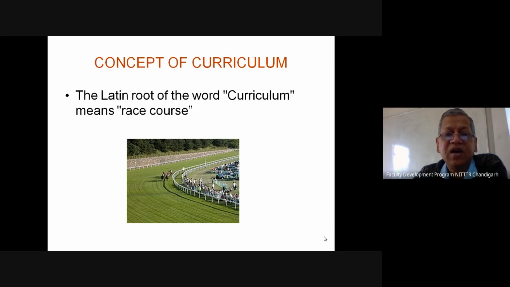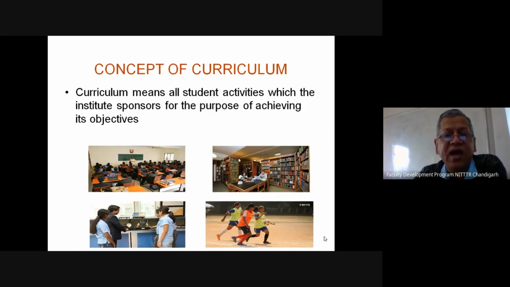Now, otherwise, what does curriculum mean? As a curriculum designer, I say, this is a very important thing. I will share with you two or three definitions of curriculum, and I will also link it with syllabus. But what is curriculum? Curriculum means all the student activities which the institute sponsors for the purpose of achieving its objective. So this is the first thing, what is curriculum?